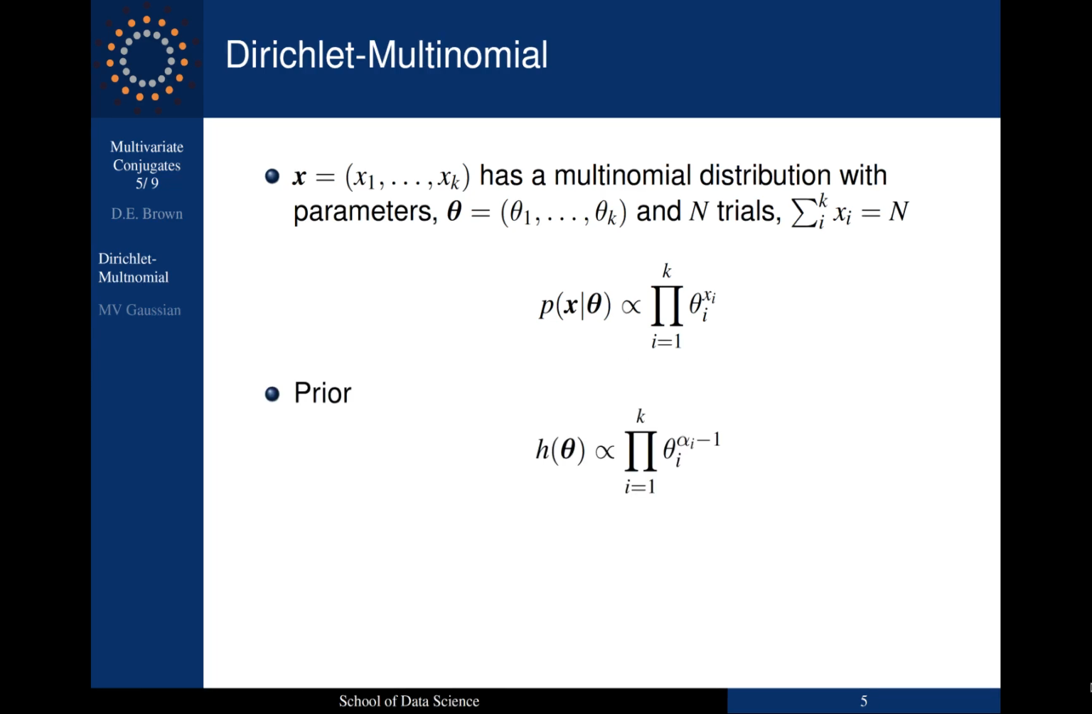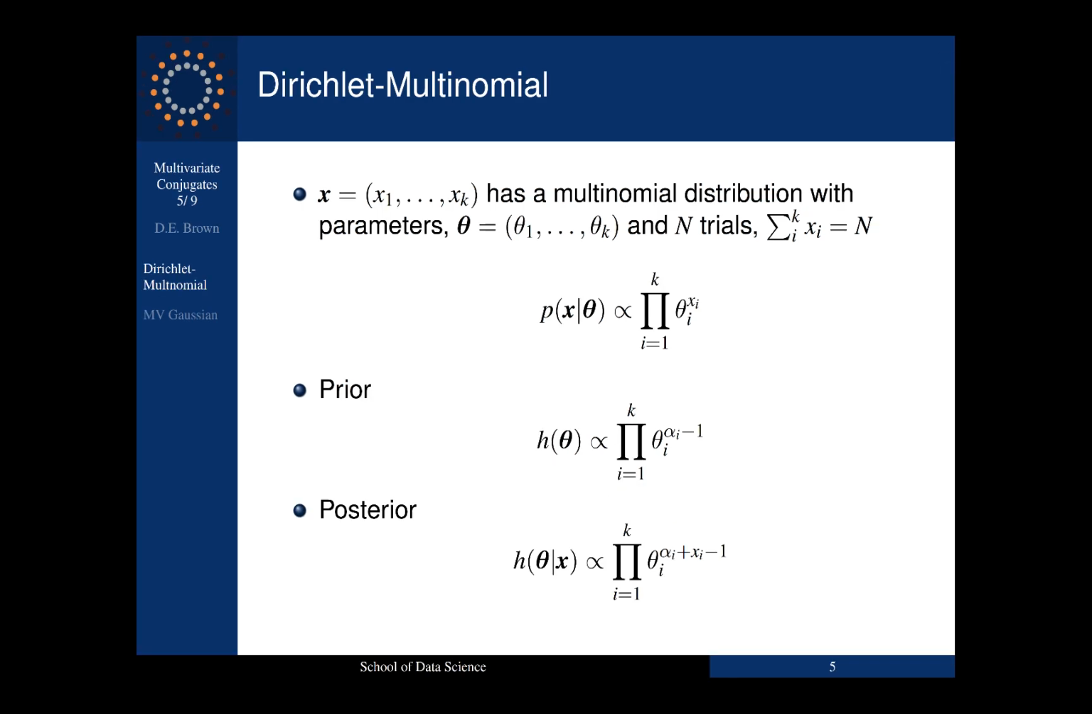Okay, the conjugate prior for this multinomial likelihood is the Dirichlet. And as we just saw in the previous slides, the Dirichlet has a kernel which looks like the product of theta i's to the alpha i minus 1. And so obviously we just take the product of these two as Bayes' rule and divide by the probability of the evidence.